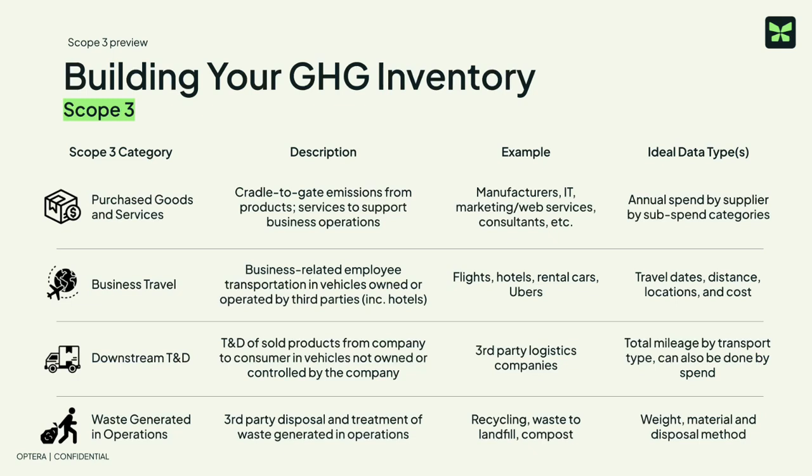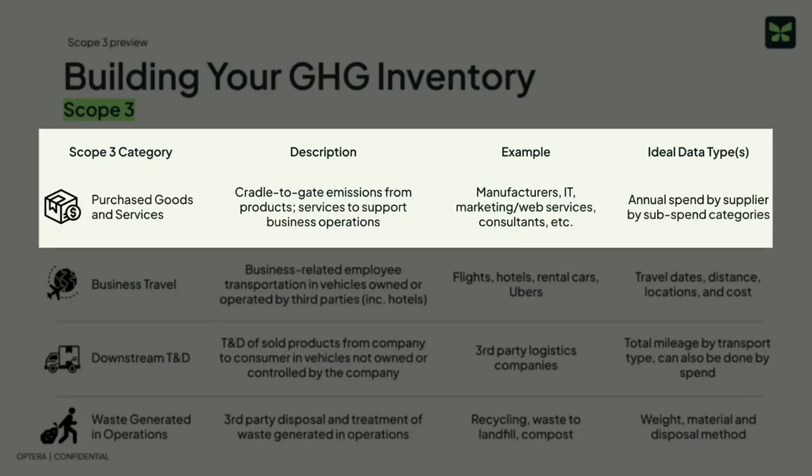Let's take a moment to talk about Scope 3, which tends to be more complicated than Scopes 1 and 2, but for many organizations represents the largest portion of emissions. There are 15 categories for Scope 3 emissions, and we're just showing some of them here. Purchased goods and services represents emissions arising from the products and services that support your business operations. Ideally, an organization will identify the amount of money spent by each supplier, broken into spending groups.